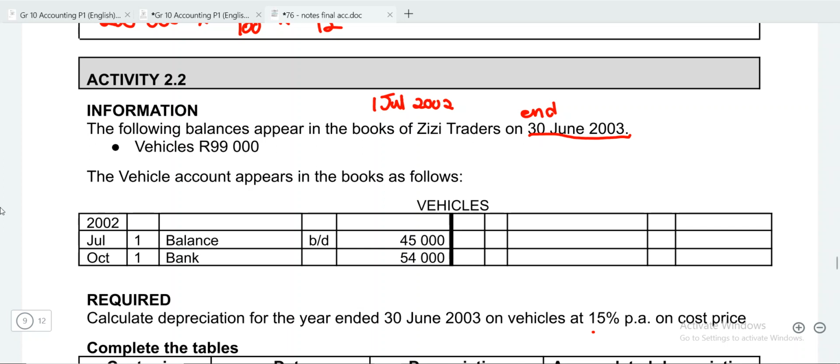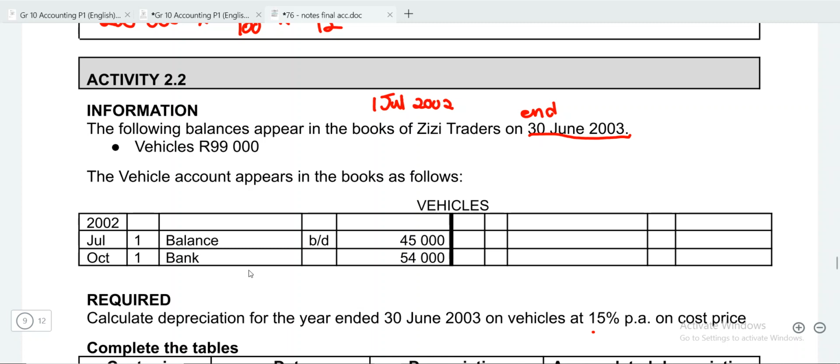Now here, they're saying that the following balances appeared in the books of ZZ Traders on 30 June 2003, which is the end of the year. So the beginning will be on the 1st of July 2002, very important. And they're saying that the vehicle that appears in the books of business is as follows. At the beginning, they had a vehicle for 45,000, and then on the 1st of October, they purchased a vehicle for 54,000. Now, remember, our year starts from the 1st of July, right? 2002. So this first one was definitely with us for the entire year.